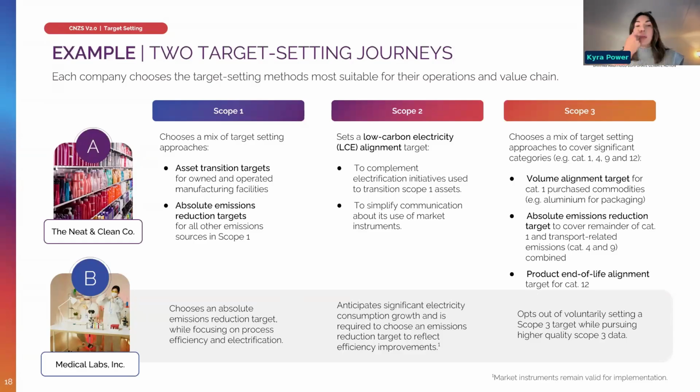In scope 2, they opt to set a low carbon electricity alignment target, as they've already been on a journey of steadily increasing the amount of low carbon electricity used, procured, or matched through the use of market instruments.